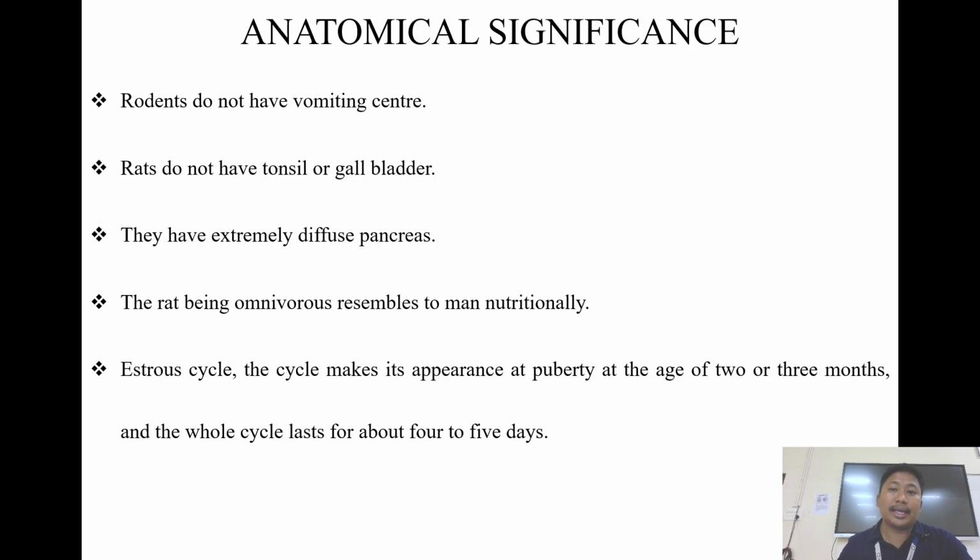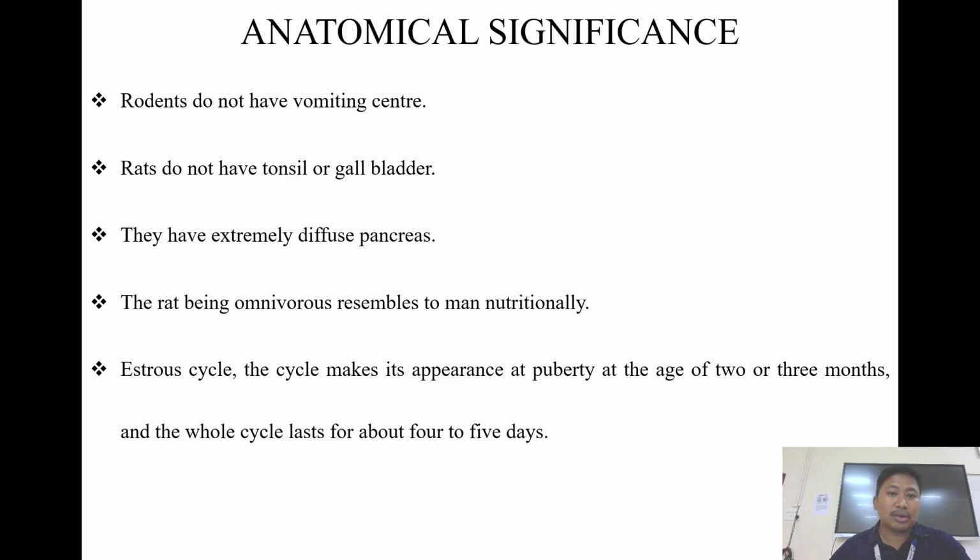So now we'll move towards the anatomical significance of the rat. The first anatomical significance we found is that rodents, which include the rat, mice, and hamster, don't have a vomiting center. As they don't have a vomiting center, we cannot carry out any kind of emetic or anti-emetic study. So we need to take another alternative animal for this study.